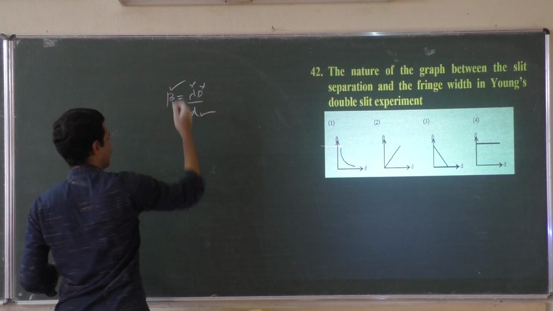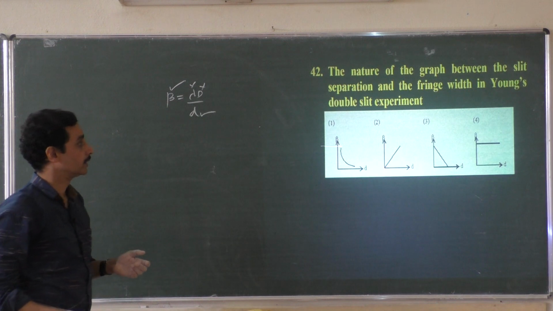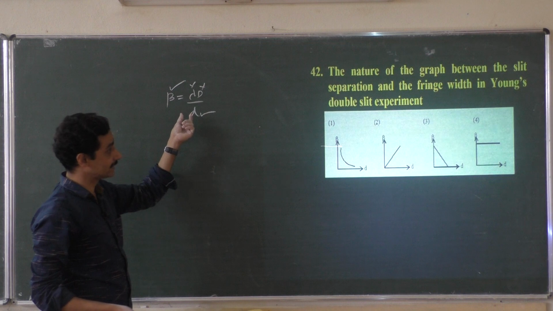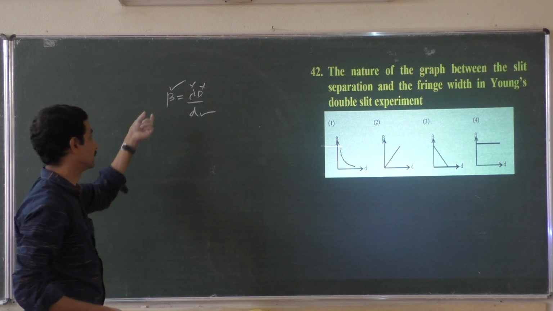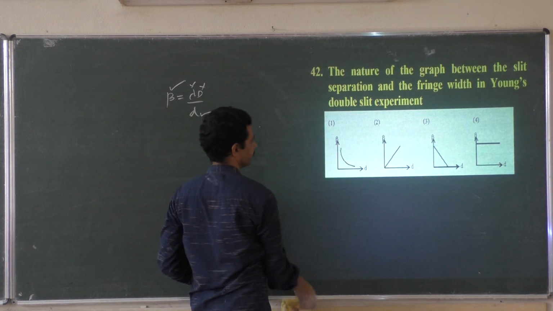Lambda and D are constant. Slit separation, not slit width, is d. The separation between the slits and fringe width beta are inversely proportional. So this should be the graph, correct?